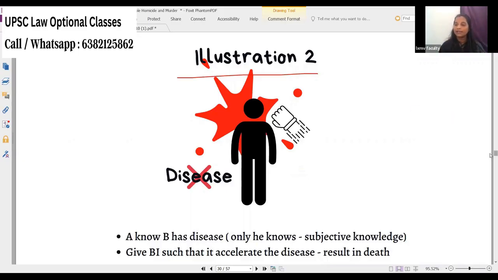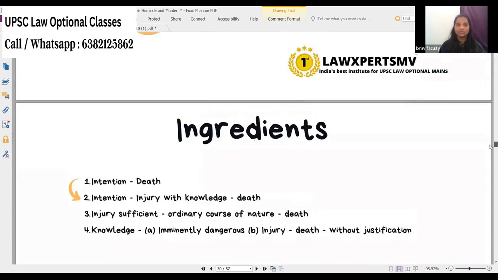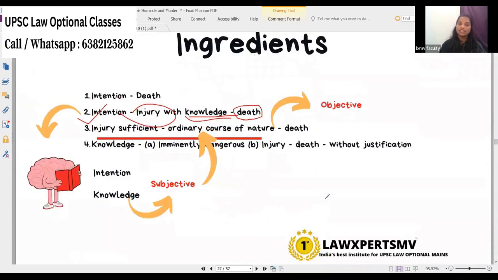Let me go back. I hope you understood this subjective knowledge. If I explain the third clause too, you will understand even more. Now, the third clause says that you are doing a bodily injury which is sufficient in the ordinary course of nature to cause death. So what is your intention? Your intention is to cause such a bodily injury that in reality will result in the death of the person.